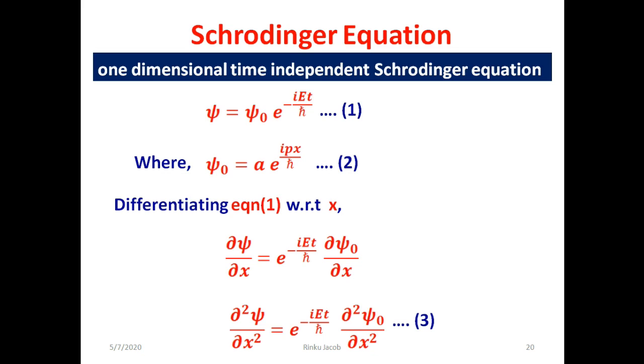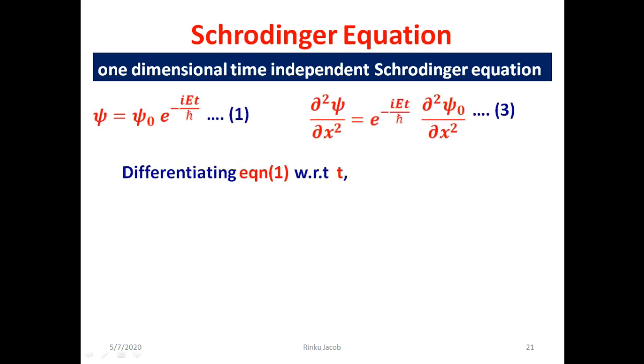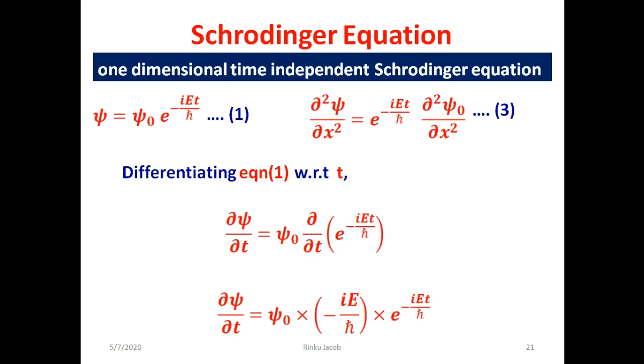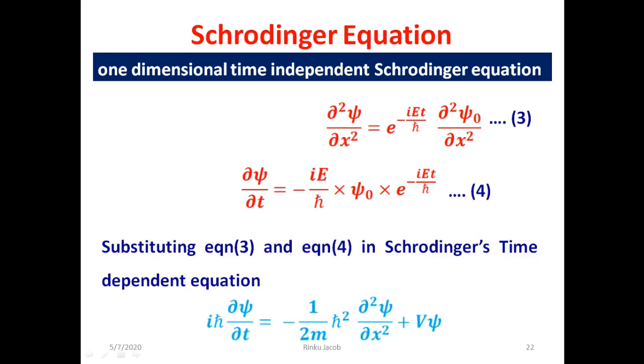That is equation 3. Now we differentiate the modified wave function, which is given by equation 1, with respect to the time coordinate, that is ∂ψ/∂t equal to ψ0 into ∂/∂t of exponential minus iEt/ħ. That is ∂ψ/∂t equal to ψ0 into minus iE/ħ into exponential minus iEt/ħ. Now we have the equation for ∂²ψ/∂x² as equation 3 and ∂ψ/∂t as equation 4.